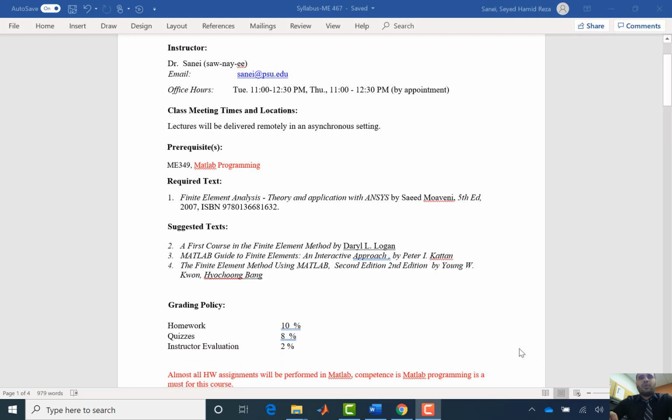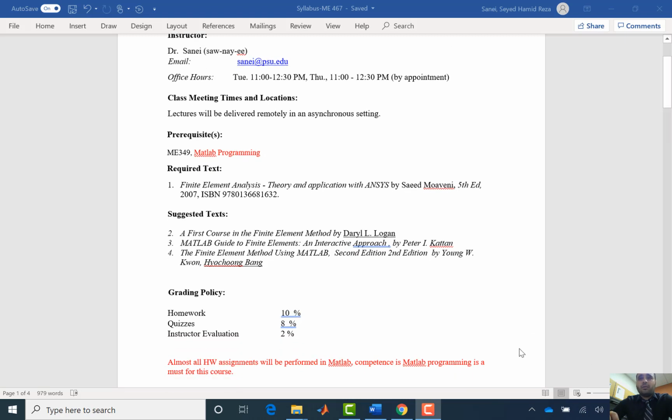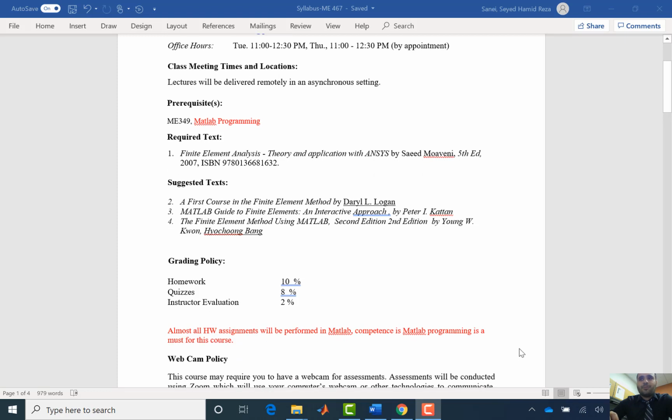The prereq for this class is ME349, Intermediate Mechanics of Materials, and also MATLAB programming. So whether you like or dislike MATLAB, it's going to be an integral part of this course. If you're rusty on MATLAB, make sure you give yourself time to practice and bring yourself up to speed in terms of MATLAB programming. And I will try to baby step you into MATLAB.